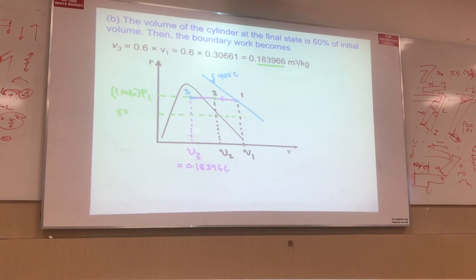Then they tell you after that the pressure drops from 1 megapascal to 500 kilopascal. Pressure drop. That means from 3 to 4 pressure drop. What is the work done? And here you can see this indicates the final saturation at state 4. This is T4, right? What is the T4? T4 becomes T saturation with respect to 500 kilopascal.